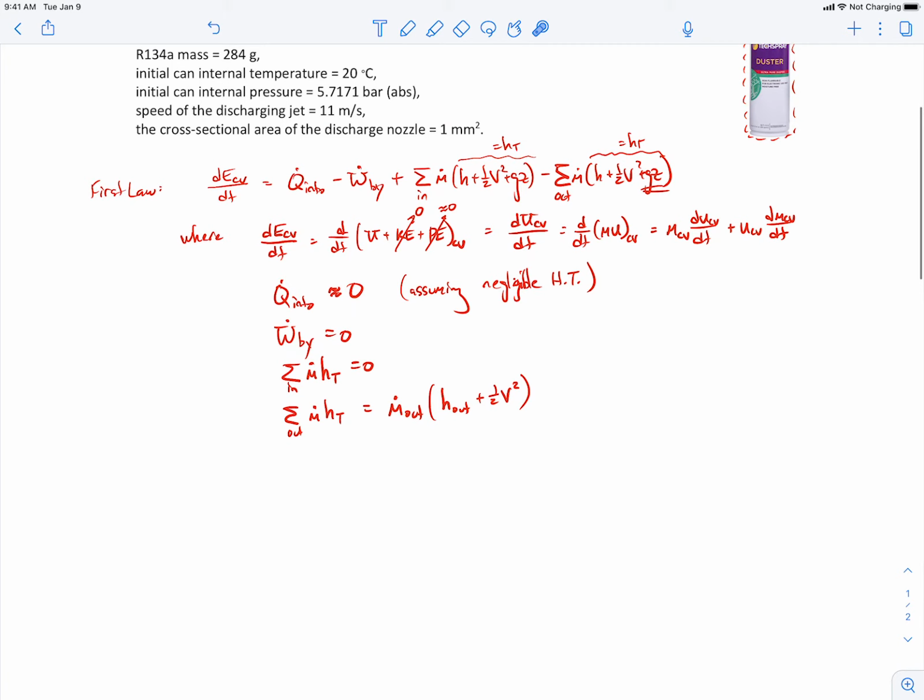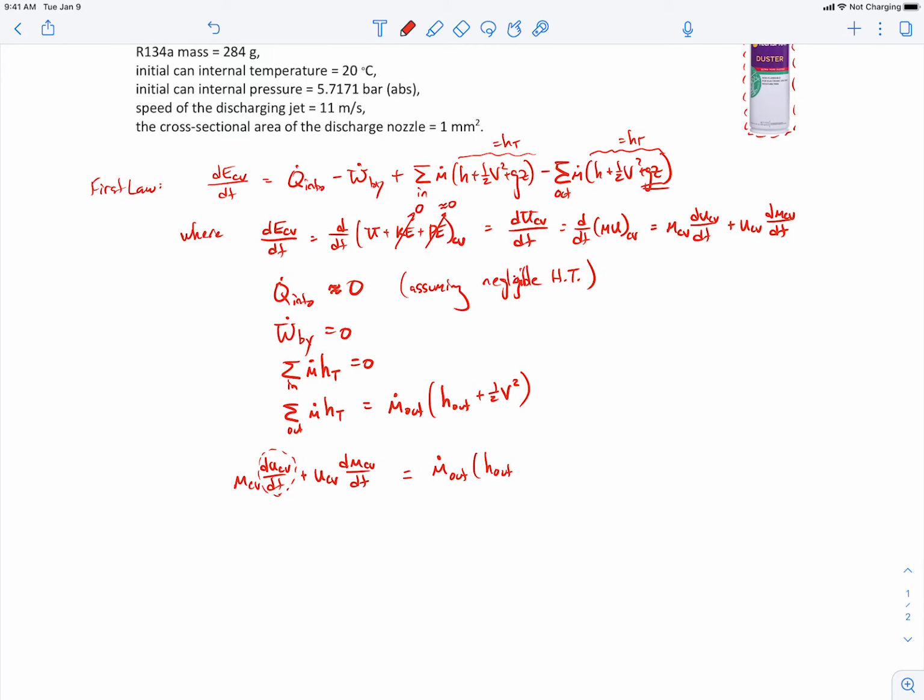Okay, so now we can substitute back into the first law and simplify it. So let's do that. We have on the left-hand side the terms involving the mass within the control volume and the specific internal energy. By the way, it's this term that I'm trying to solve for. On the right-hand side, we just have the total enthalpy term coming out. I should put an out there. All right, so this is what we have now from the first law.